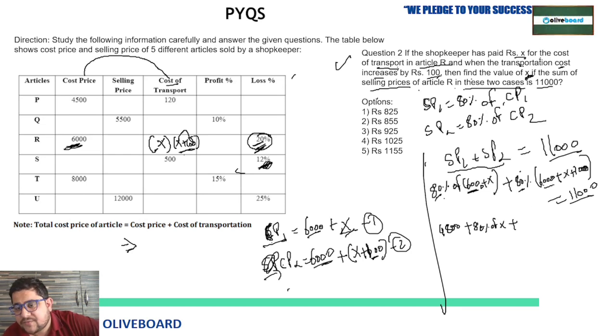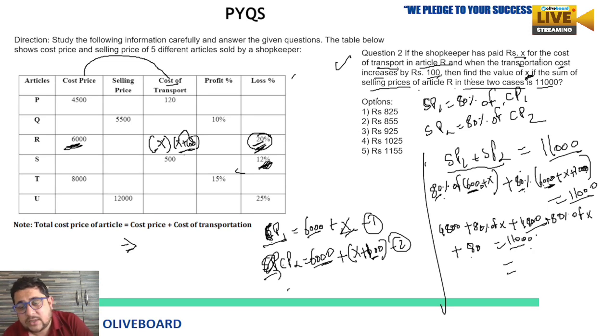Now see, 80% of 6,000. 20% of 6,000 we have already calculated, that is 1,200. Just subtract, so here also 4,800 will come. Now plus 80% of X, plus 100 is also there. So 80% of 100 would be 80 only, equal to 11,000. Now 4,800 plus 4,800 is 9,600, plus 80, 9,680. So just subtract from 11,000. When we subtract 9,680, what do we get? 1,320.